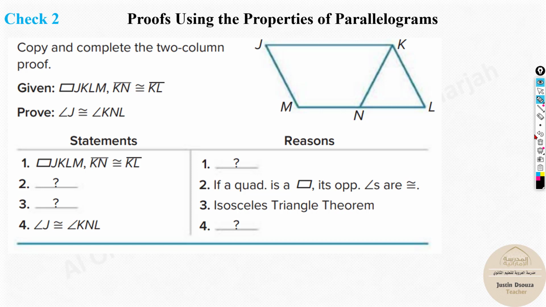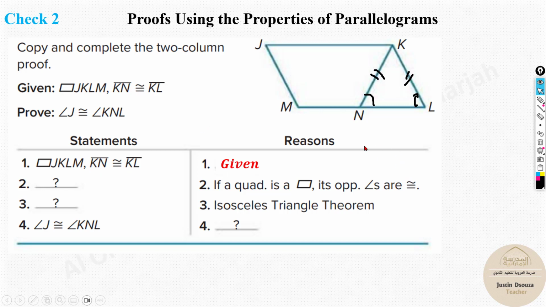We have studied it before in grade 9, term 3, I believe. In an isosceles triangle, whenever the legs are equal, then these angles are also equal. That is the isosceles triangle, and then we know it's a parallelogram. This is all given now, what is written. JKLM is a parallelogram, KN and KL are equal. That's given, so we have to write the reason, because it's given.